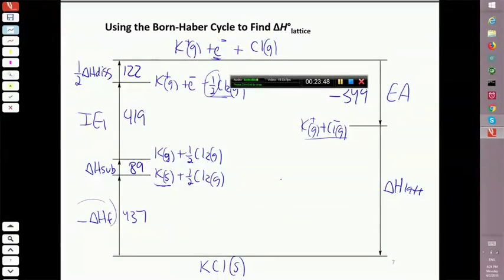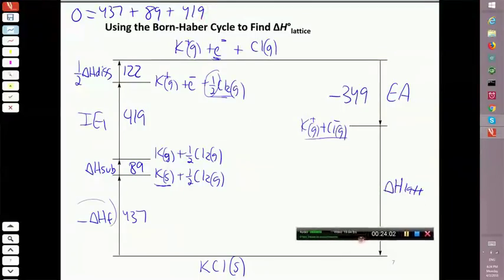Okay, so 0 is going to be equal to all of these numbers added together. So 437 plus 89 plus 419 plus 122. And then we have a plus minus 349, which is the electron affinity term, plus the lattice enthalpy. And so that's our equation that we're going to solve. 0 is equal to the sum of all of those numbers. We just have to solve for our unknown, delta H lattice.